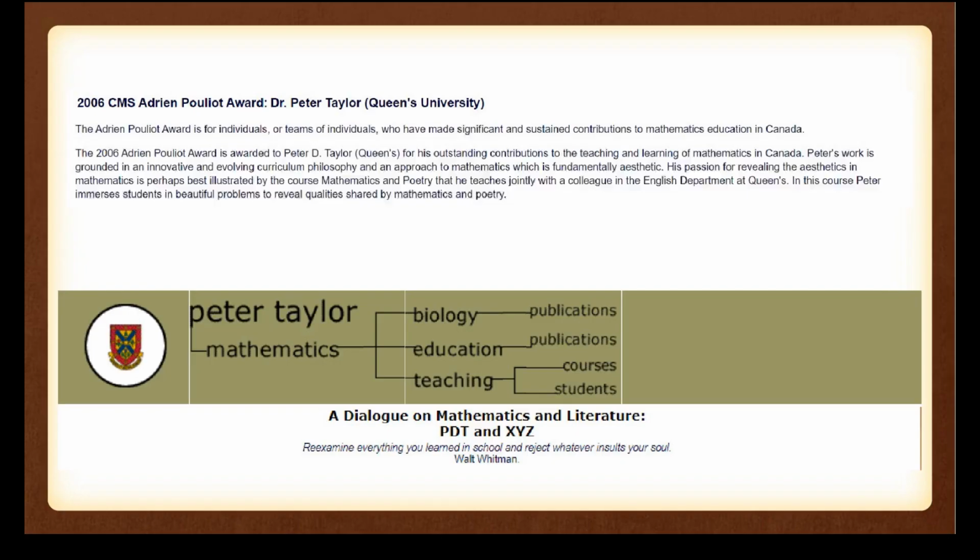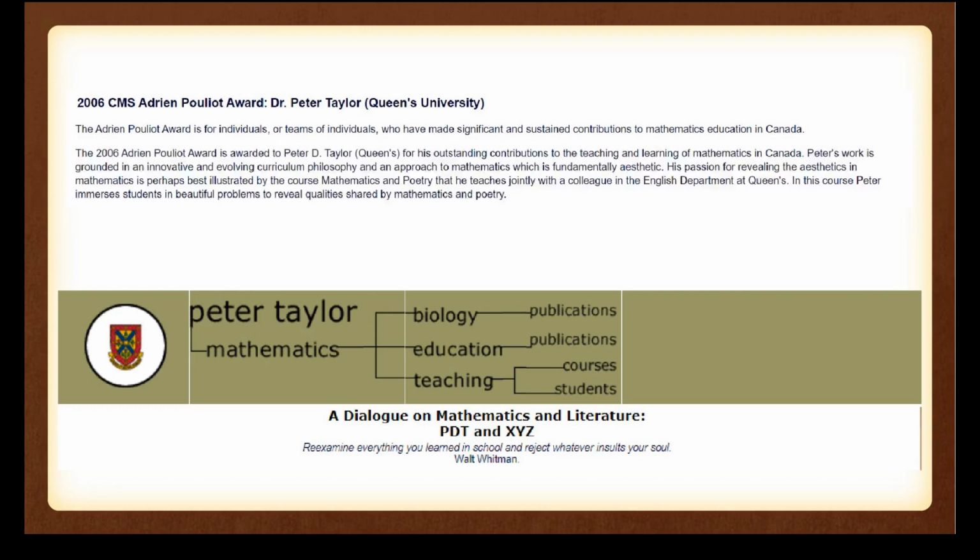So who is PDT? He's Peter Taylor. I'm very fortunate to say he's a friend of mine. He's still teaching at Queen's University. I think he's in his 80s now, but he won the Adrien Pouliot Award in 2006 for making significant contributions to mathematics education in Canada.